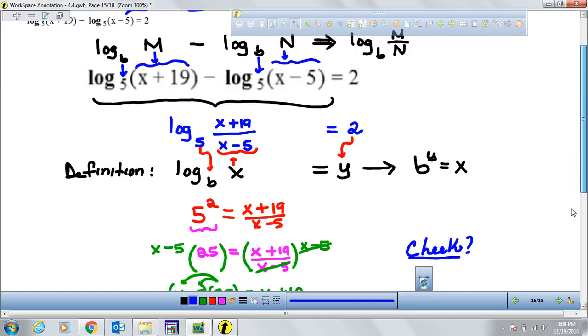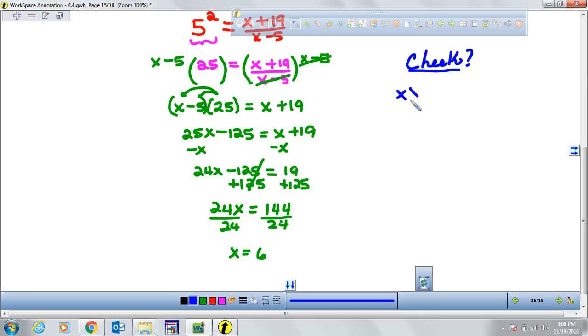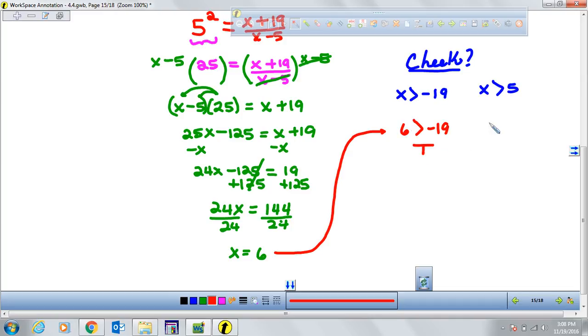Let's check the domain and see if it is true. x must be greater than negative 19, and x must be greater than 5. So if I substitute this answer into the x, is it true or false? Is 6 greater than negative 19 true? Yes. Is 6 greater than 5 true? Yes. So that means that x equals 6 is a real solution.